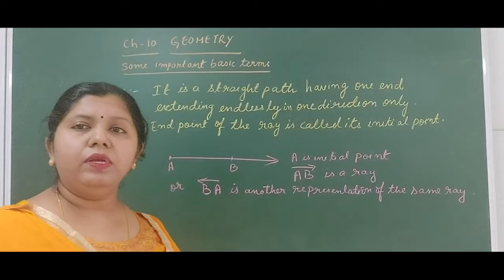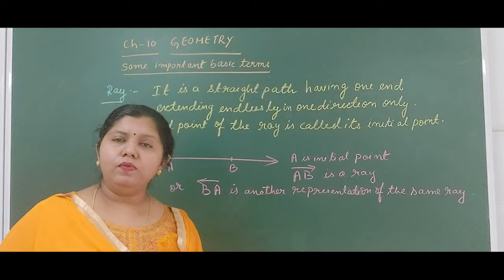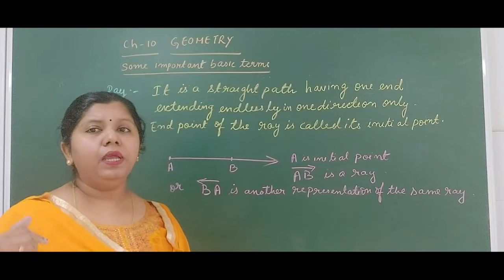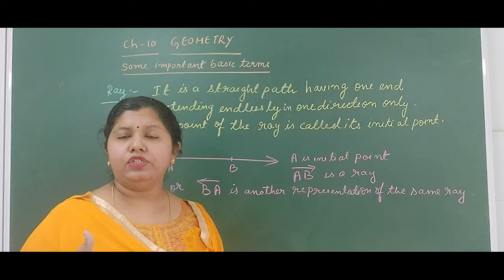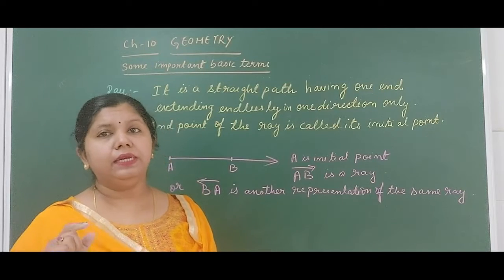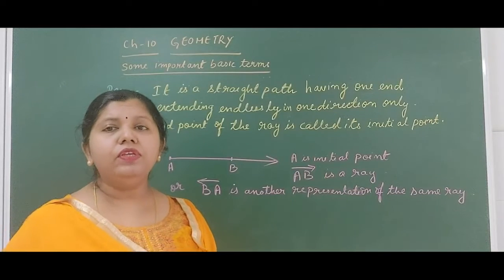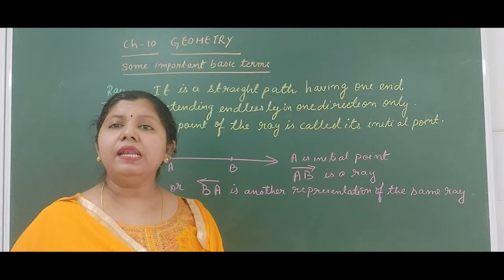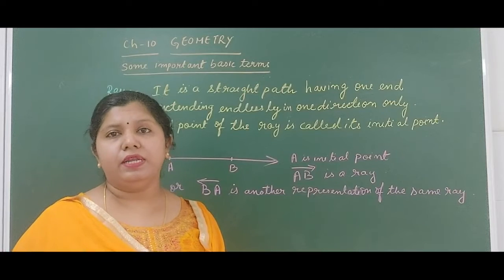Now we are coming to the next part, that is ray. What do you mean by ray? In a closed dark room, suppose you switch on your torch. You see that the light is coming out from the torch and it can extend endlessly in one direction. So what is this light which is coming out from the torch? That is called a ray. So a ray is also a straight line path which extends endlessly only in one direction, whereas a line extends in two directions, but a ray can extend only in one direction.